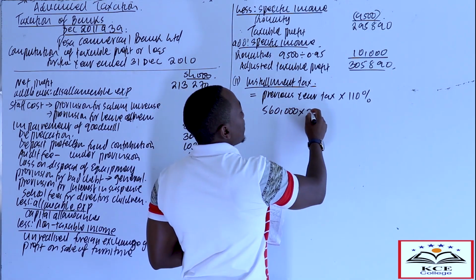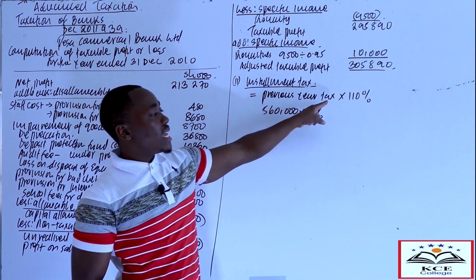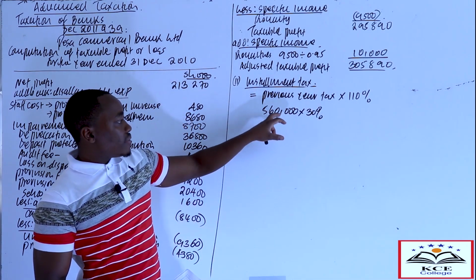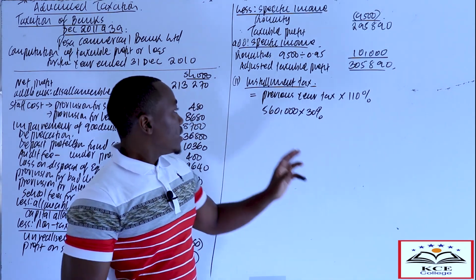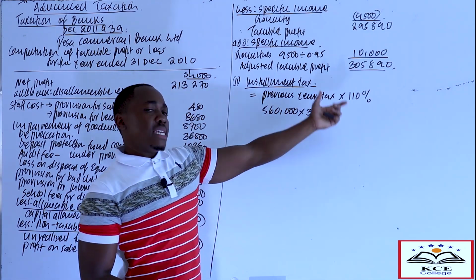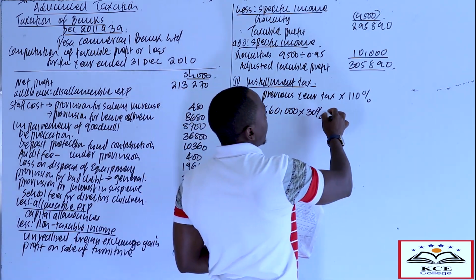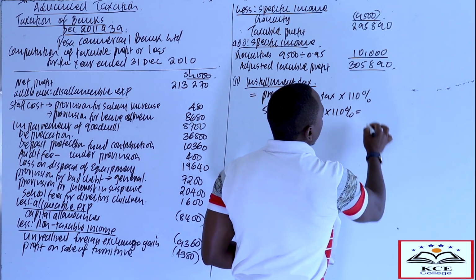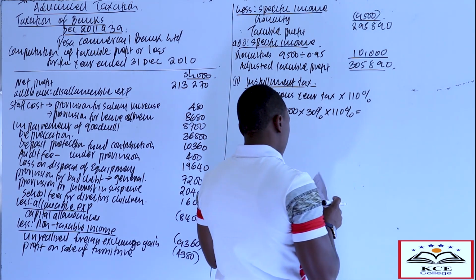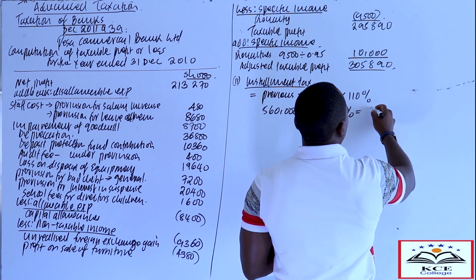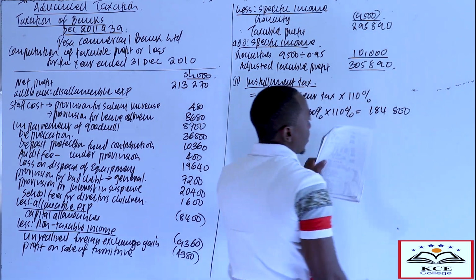So you have to multiply by 30% so that you can get the previous year tax. Let me repeat again. 560,000 was previous year profit, taxable profit. But in this case, we want previous year tax. So you multiply by 30% to determine how much was the tax. Then you multiply by 110%. So how much will be the tax for this financial year? It should be 184,800. Then how is this amount paid?